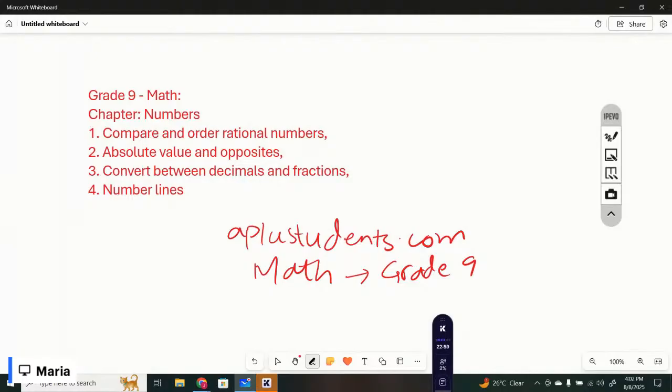There you can find a list of the chapters. We're going to start with the chapter numbers. The lessons we're going to cover today are compare and order rational numbers, absolute value and opposites, convert between decimals and fractions, number lines. So please make sure you have your notebook and pencil so that you can note down the important examples and definitions as well.